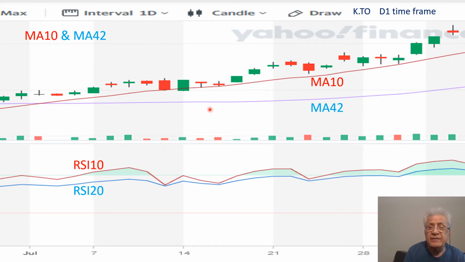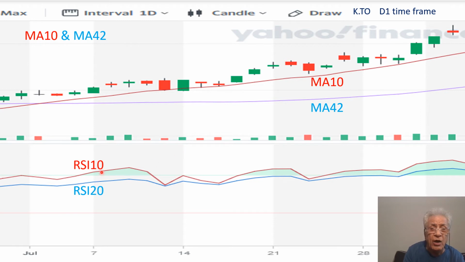This is Yahoo Finance, K Stock, D1 time frame. Each candle represents 1 day of trading. I installed 2 moving averages. The first one is the fast moving average, indicated with the red color. The second one is the slow moving average, indicated with the blue color. Now the trend between July and August is upward. The price is above the red moving average, and both of them are above the blue moving average. So that is a good indication that the trend is upward.